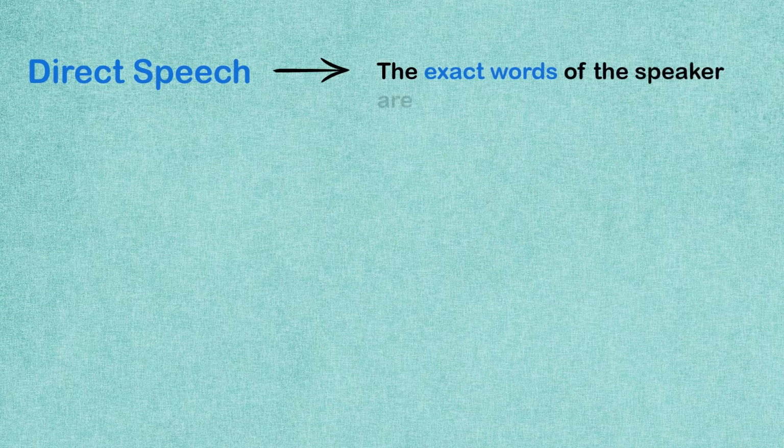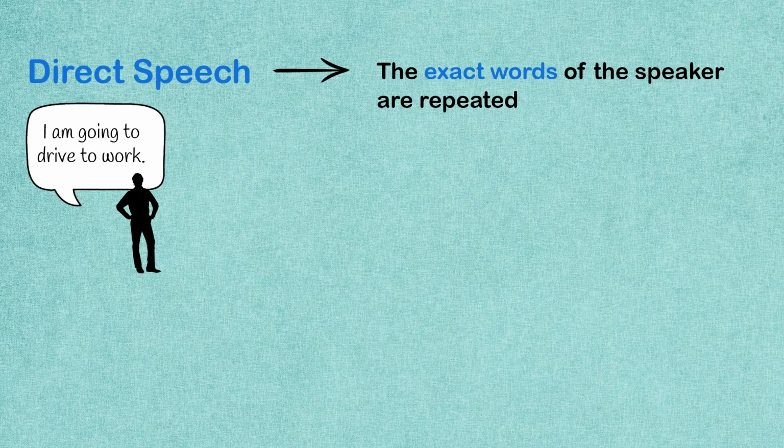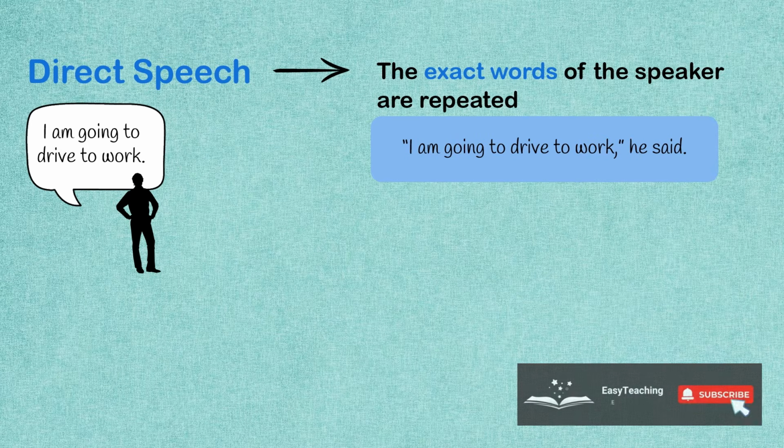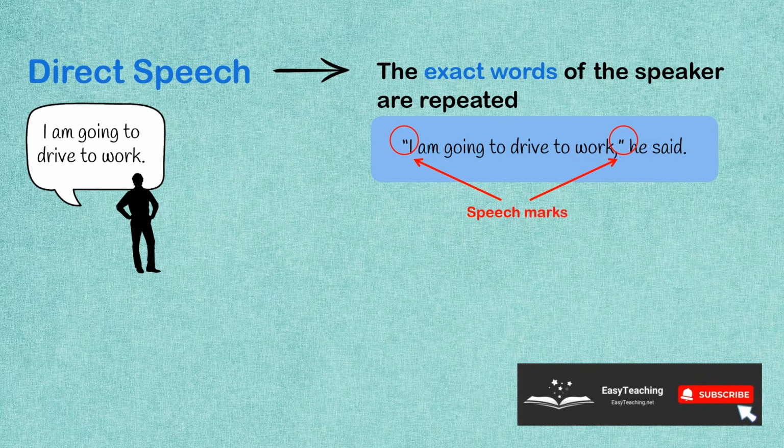Direct speech is when the exact words of the speaker are repeated. Here's an example. "I am going to drive to work," he said. We can recognize direct speech because quotation marks, often called speech marks, are used.